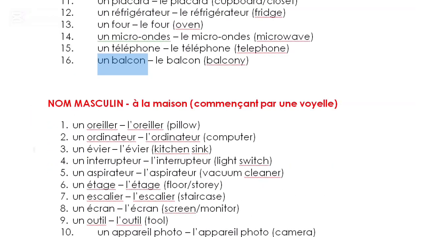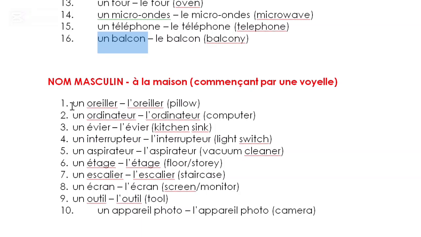Then again, we have these nouns at home that start with a vowel. Some of them we have looked at up there. Un oreiller, we said this is masculine, pillow. When you're using le, you put l'apostrophe, it becomes l'oreiller, the pillow. As long as the noun starts with a vowel, you put l'apostrophe. Un ordinateur, l'ordinateur, the computer.